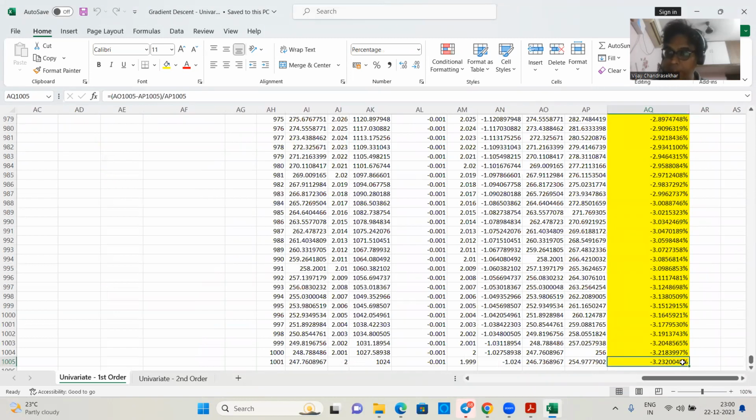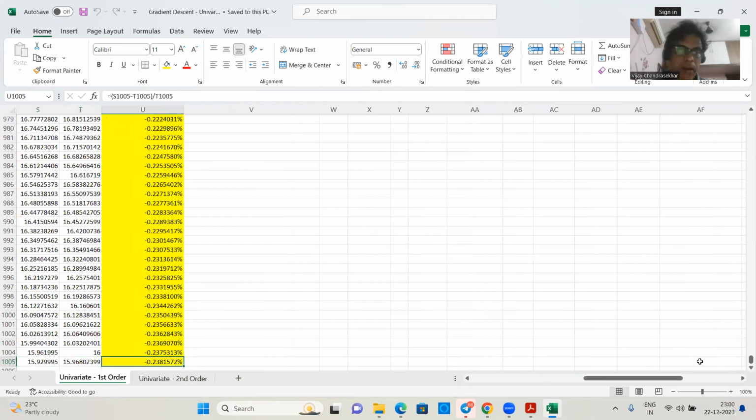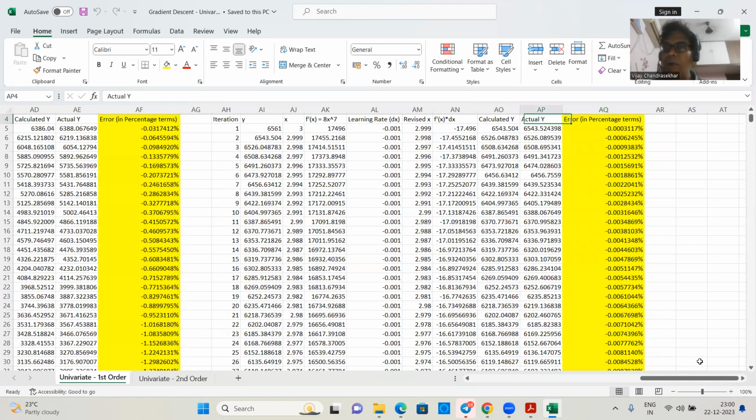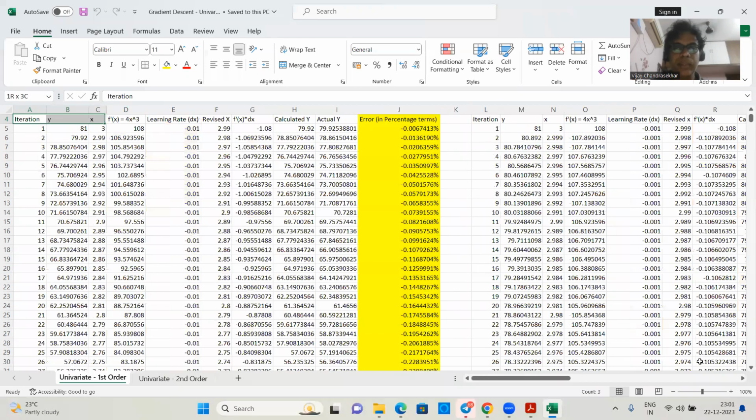This is negative 3.232%. Okay. Much better than negative 33%. But if you compare it with the error that we saw here, it's still huge. You see, it's negative 0.23. Here it is negative 3.23. So, okay, forget this for the moment. Let's just compare this.